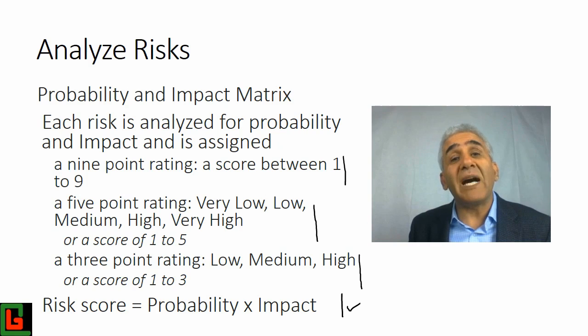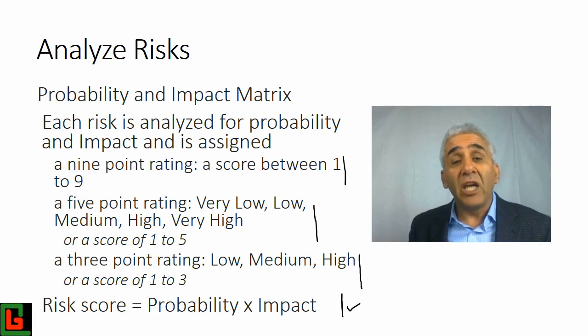So for example, as we said earlier, if an event has a very low probability, then you assign number 1 to that. And if the impact of that is very minimum, then you assign the impact value as 1. So once you calculate the score, that will be 1 multiplied by 1. So the risk score will be 1 for this particular example.